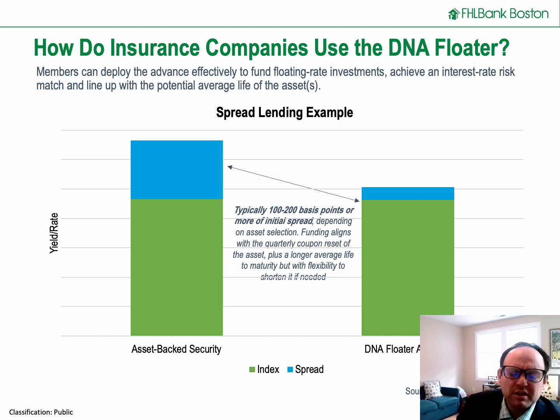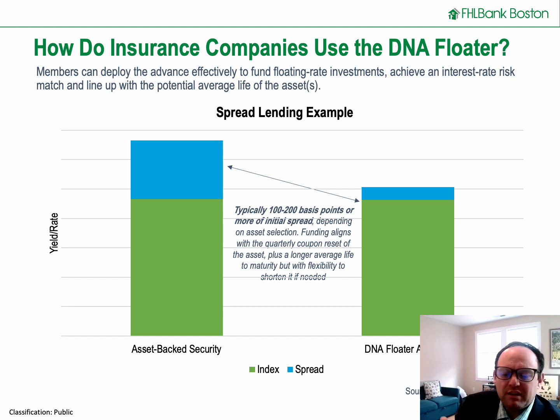But for the spread component, in the asset-backed security world, we'll typically see spreads in excess of 150 to 250 basis points, depending on the type of asset and where you are in the stack. Whereas the DNA floater advance, as we've seen previously, has much narrower spreads, typically between 25 and 50 basis points. So when you net that out, you're looking at typically 100 to 200 basis points of initial spread.